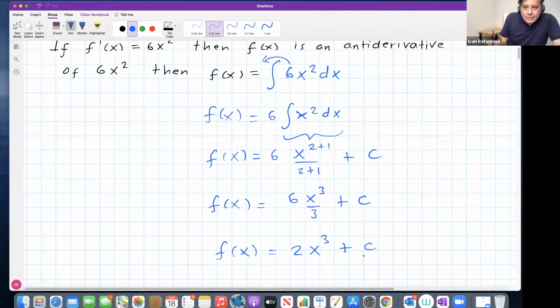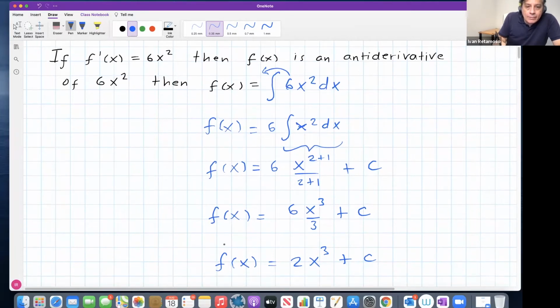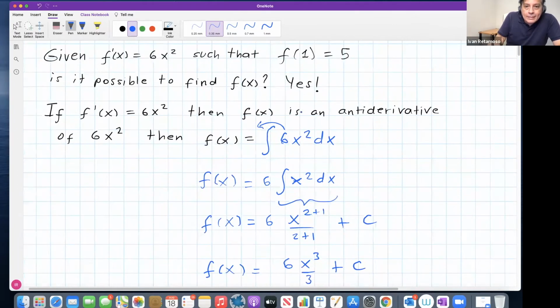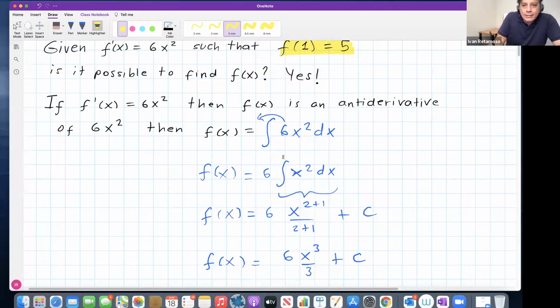Plus a constant. Professor, but we just did this before, right? What's new? Well, the new thing is that once you get to this point, you have found the family of antiderivatives, the family of functions whose derivative is 6x squared. But now, considering this initial condition, f of 1 equals 5, I will show you how it's possible to find the value of the constant.